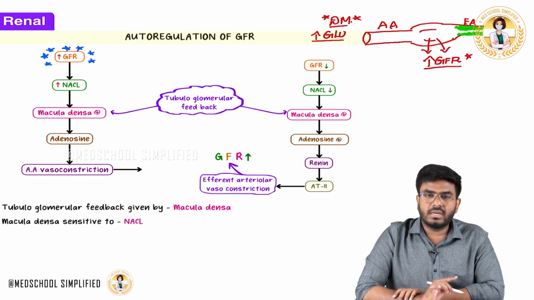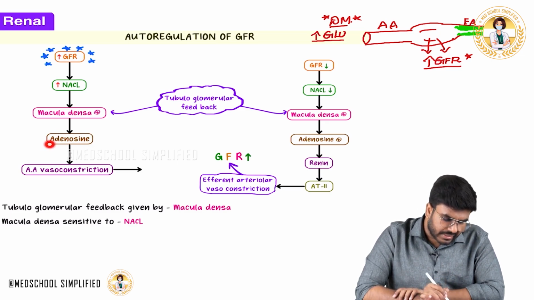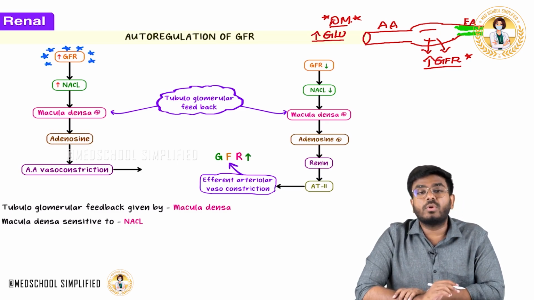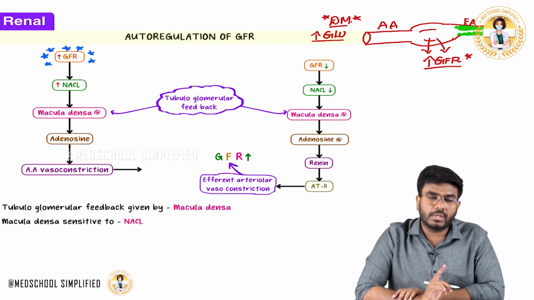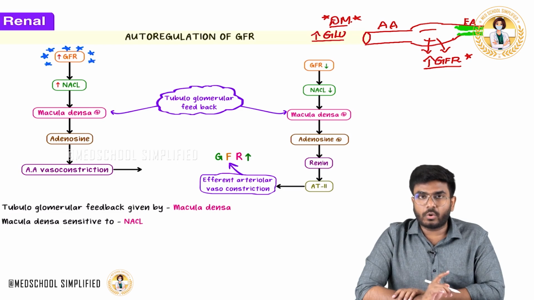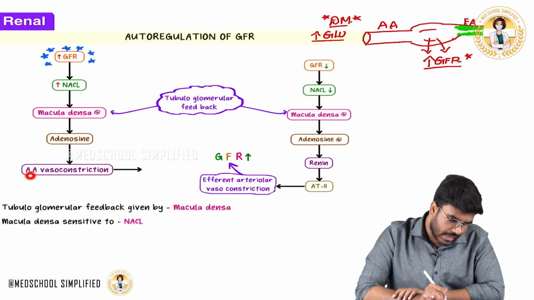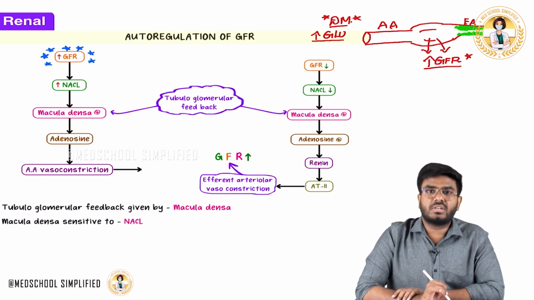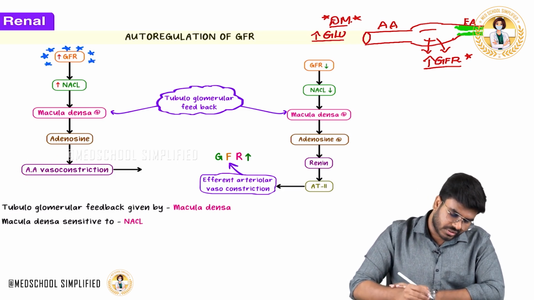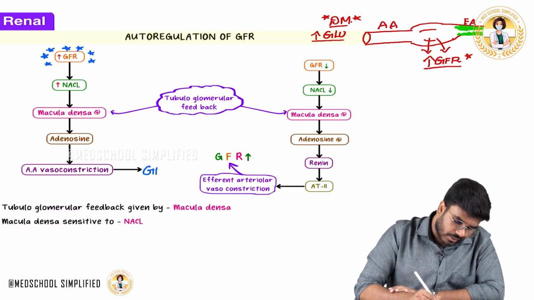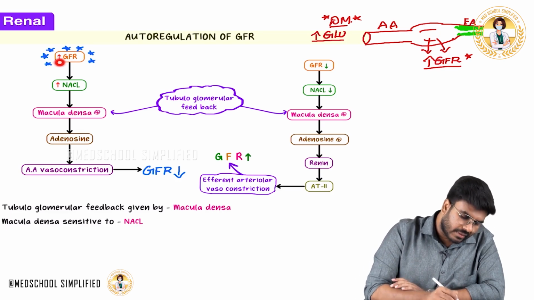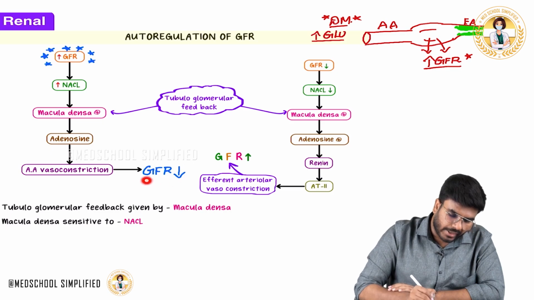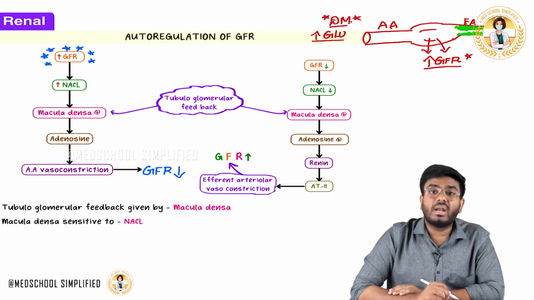In the beginning of this video we have seen adenosine. What will it do? Adenosine, norepinephrine are going to act on the afferent arterioles and cause afferent arteriolar vasoconstriction. So whenever there is afferent arteriolar vasoconstriction, what happens to the GFR? GFR decreases. So in any condition, if there is increased GFR, automatically GFR will be brought back to normal with the help of macula densa.